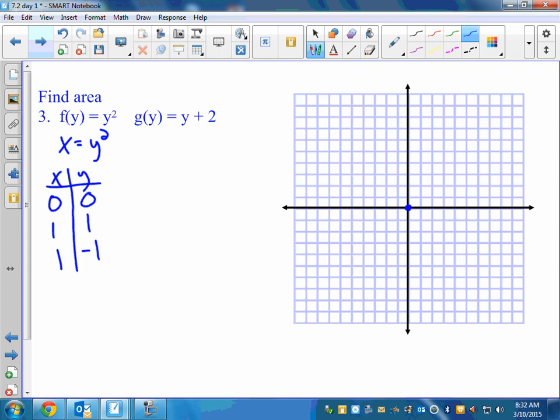Right, so we'll go like this. And then if I picked 2 for y, I would get 4, right? So this goes to 4, this goes to 2. Is that true? Like that? If it was negative y squared, it would open the other way. It's been a while since we've done conic sections, but.